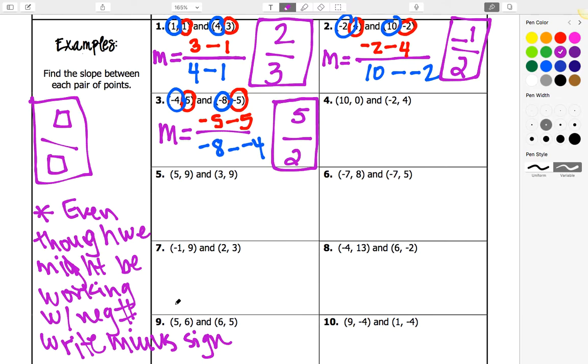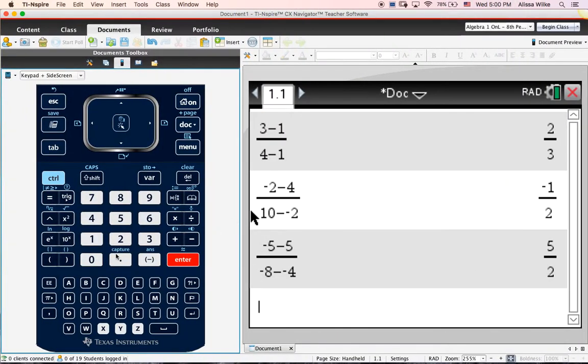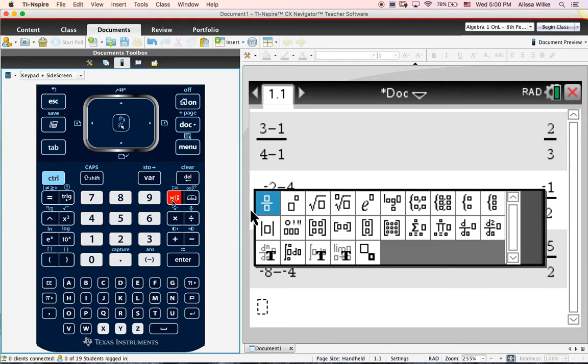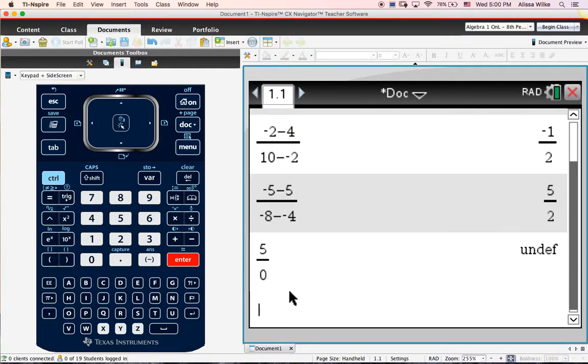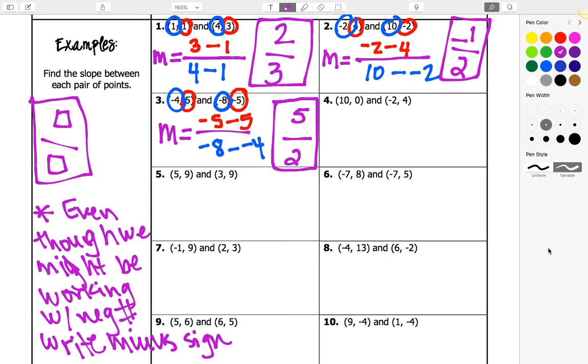Sometimes we forget that, and in the future I'm probably going to notice it more. And then the other thing I want to mention is that if your calculator ever says undefined, let me give you an example of what undefined would look like. If I did something like 5/0, what is that? It's undefined. If your calculator ever says undefined, then that's your answer for that slope. You would just write undefined. All right, I hope that was helpful.